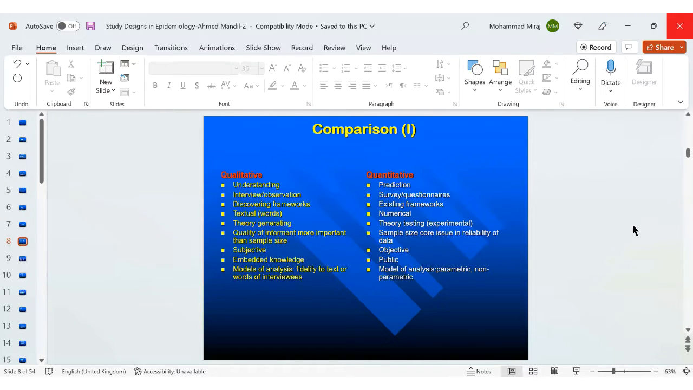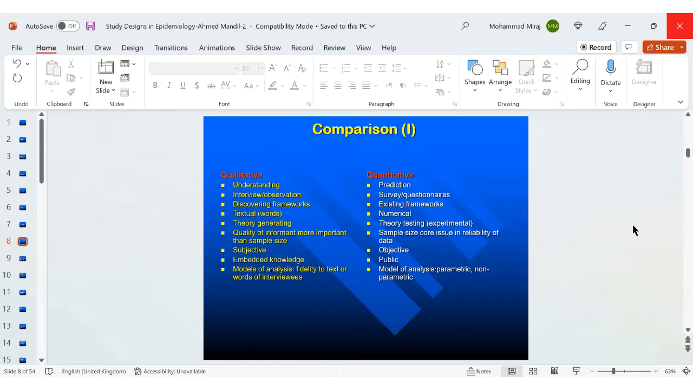As far as the qualitative design is concerned, as you know, we are basically trying to understand a phenomenon. That's why it is based on understanding. It can be related to interviews or observation. You are trying to discover a framework. This is quite theory generating; you are trying to explain the phenomenon. Here the quality of the informant is more important than the sample size. It is subjective in nature, and embedded knowledge is there.